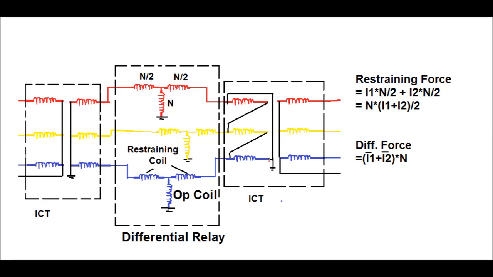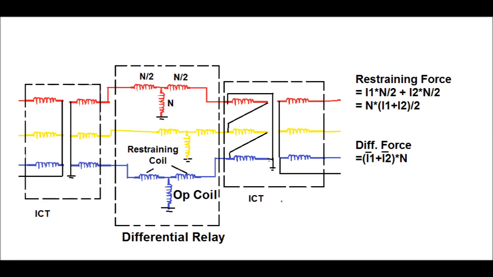So the restraining force is proportional to N into (I1 plus I2) by 2, and the differential force is given by the vector sum of I1 plus I2 into N, where the number of turns in the operating coil is N. Only when the differential force is greater than the restraining force will the relay operate. This is the characteristic of the differential relay, which is mainly a static relay.